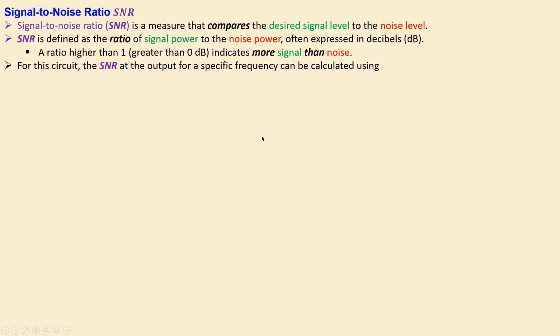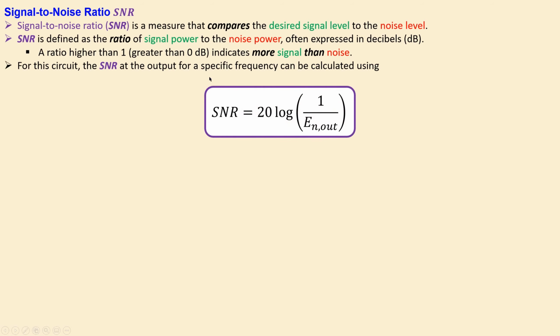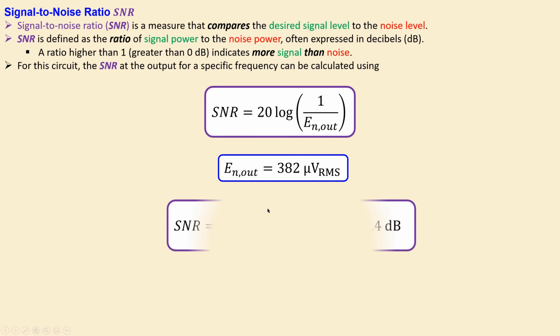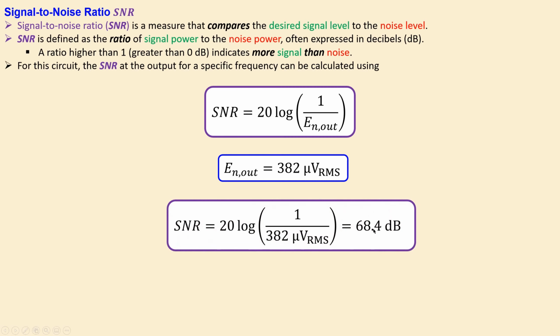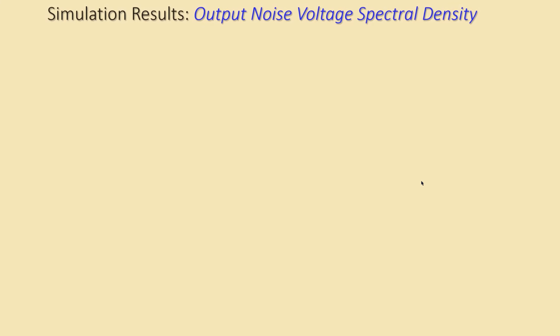Now for this circuit, the SNR at the output for a specific frequency can be calculated using this formula. By specific frequency, I mean the frequency where we actually see that this integration is settled. We will see that also in the simulation shortly. So this is the formula, and this is what we have calculated for our output referred RMS noise voltage. If you substitute that value here, you will get 68.4 dB. That's what we have as the SNR. If you want to increase this value, this must be decreased. So if you increase this, you will decrease this. That means you will have more noise at the output and a lower signal to noise ratio. That's the relationship. Okay, let's look at the simulation results.